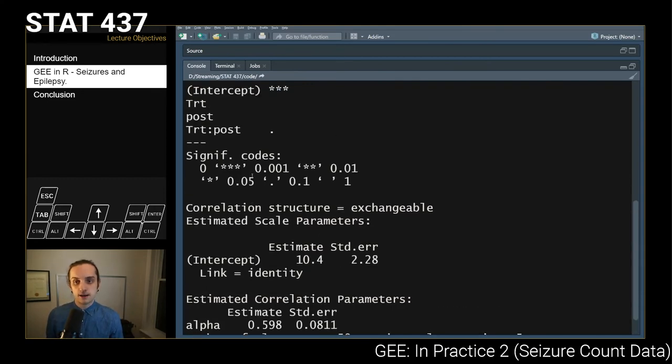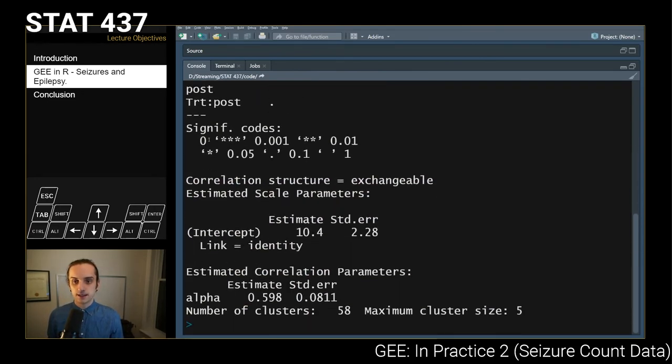You can see that after our coefficients, we see the correlation structure is exchangeable, estimated scale parameter, estimated correlation parameters. In the estimated scale parameter, you can see that we have this estimate of 10.4 with a standard error of 2.28. So this is the phi parameter. Now, if we have a phi parameter equal to 1, then that means there's no overdispersion. If the phi parameter is less than 1, then there's underdispersion in the data. And if the phi parameter is greater than 1, well, then there's overdispersion.